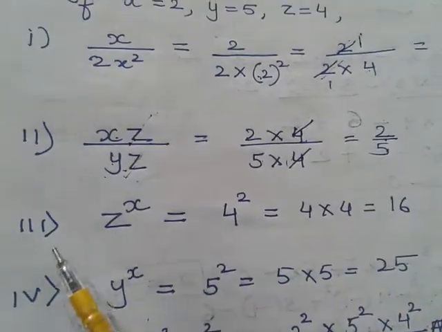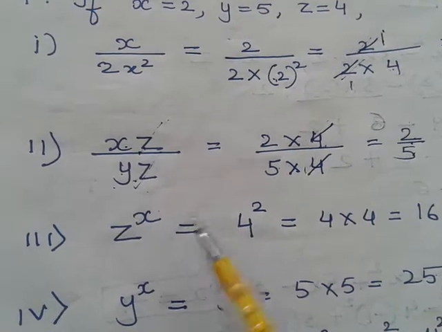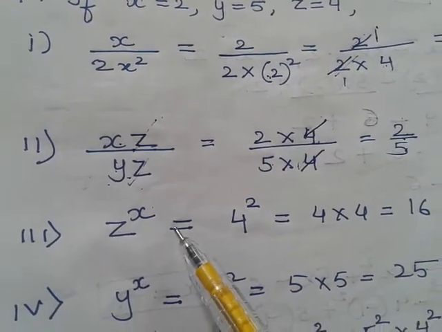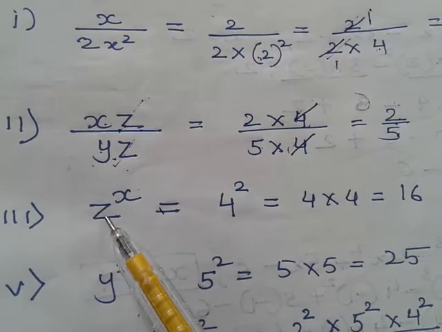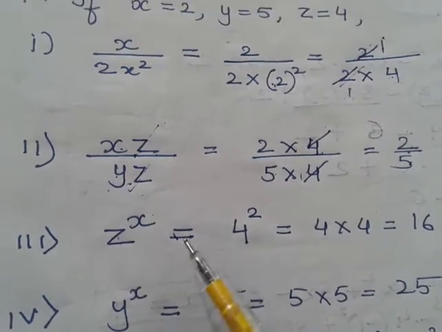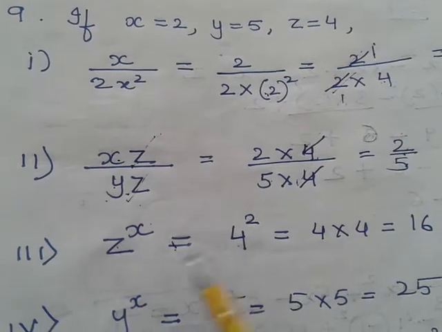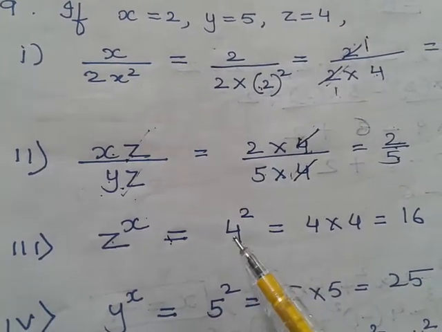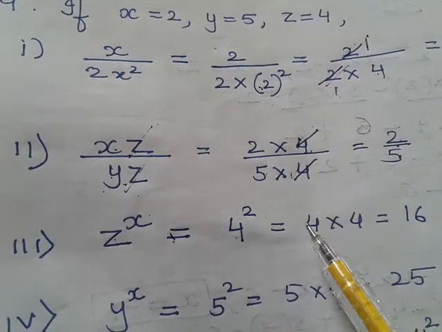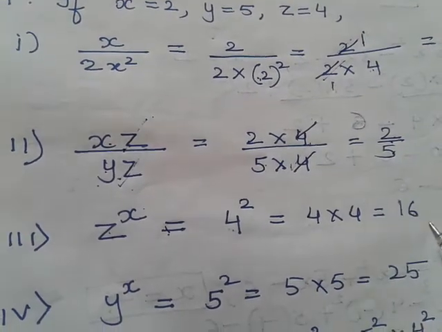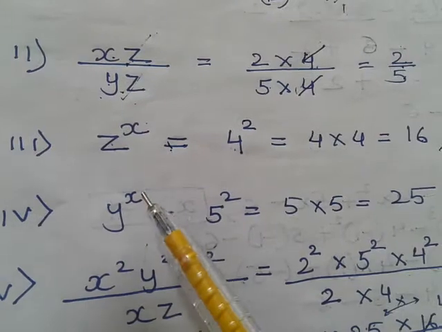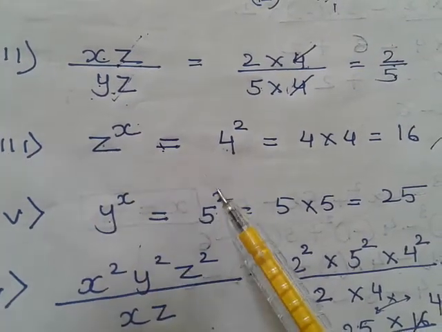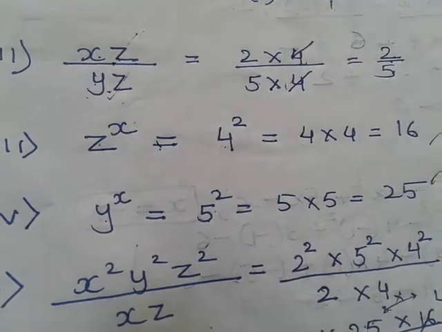Okay, so z raised to x. Now, how to do it, because it's different? Don't worry. Substitute the values of z and x as usual. The value of z is 4 and the value of x is 2. You know 4 square means 4 multiplied by itself 2 times. So 4 4s are 16. Same for y raised to x: 5 square, because the value of y is 5 and the value of x is 2. 5 5s are 25.